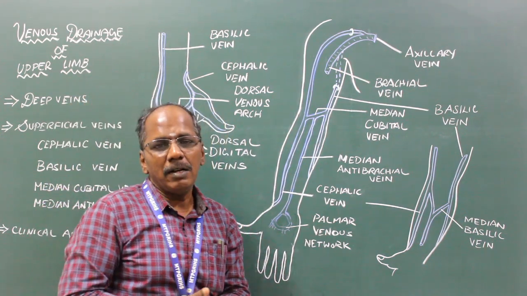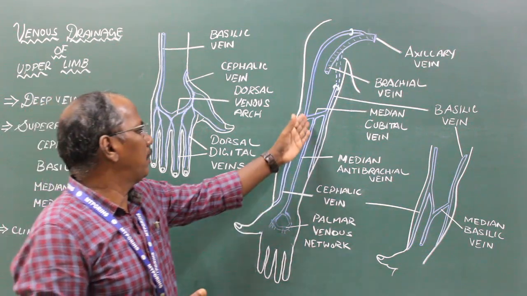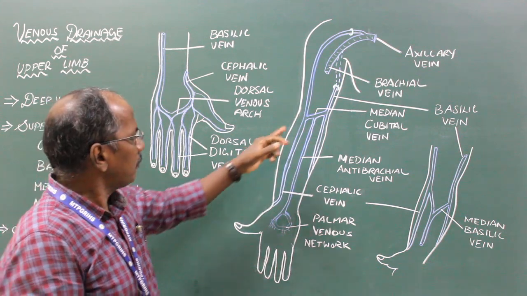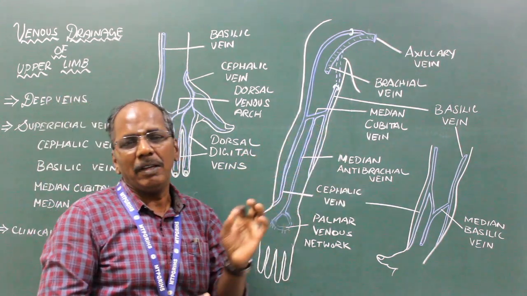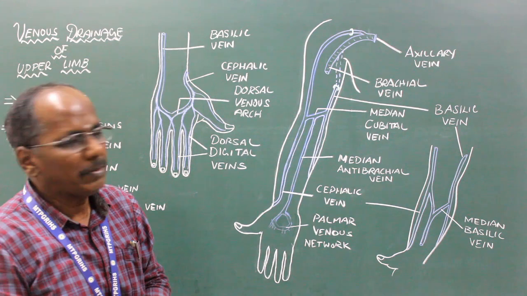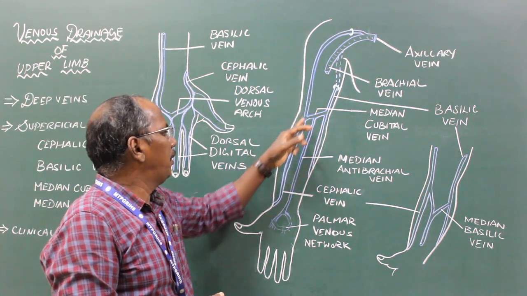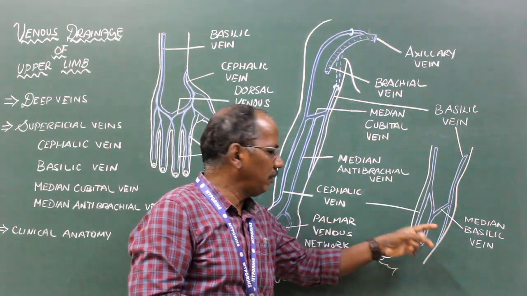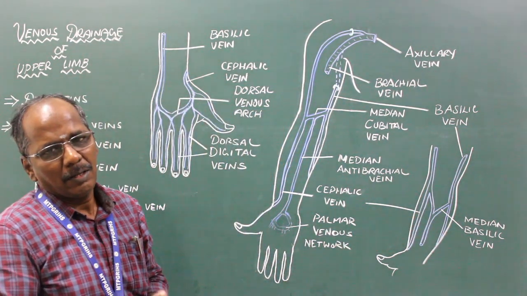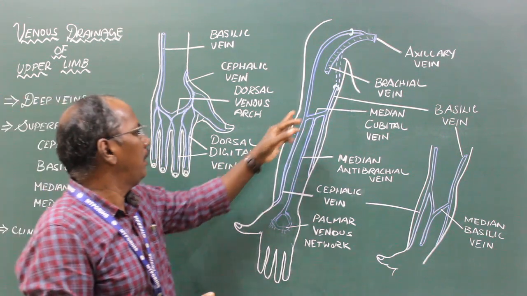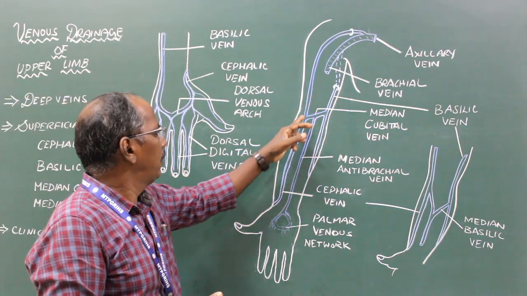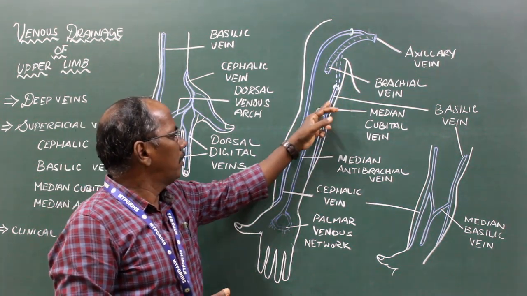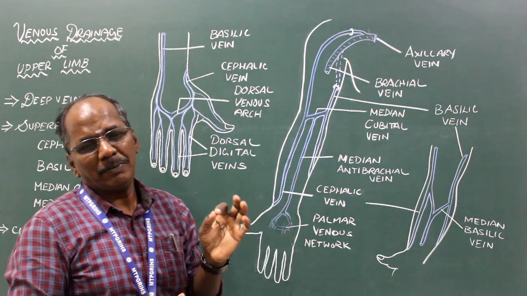Common venous pattern found in the cubital fossa. There are two common venous patterns found in the cubital fossa. Number one, H-shaped pattern. Number two, M-shaped pattern. The H-shaped pattern is formed by cephalic vein, median cubital vein and the basilic vein. It is the most common pattern.